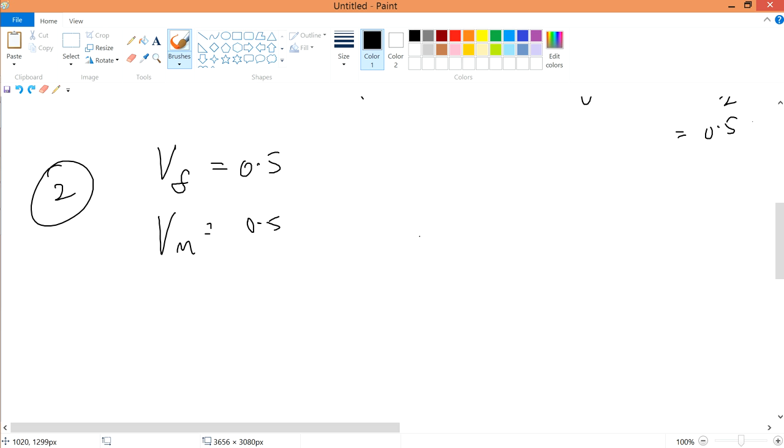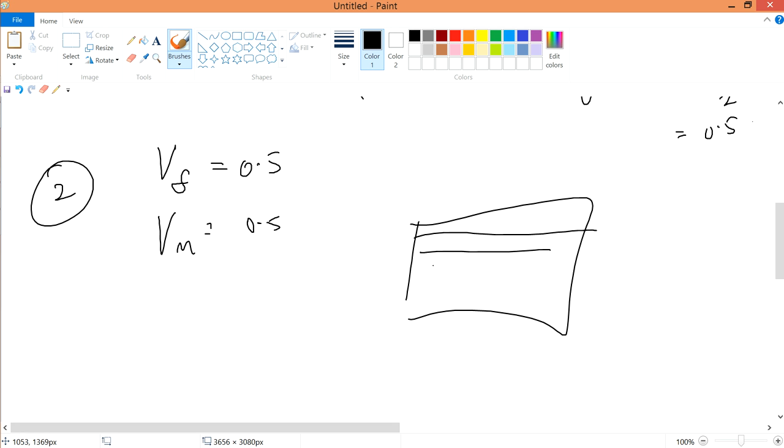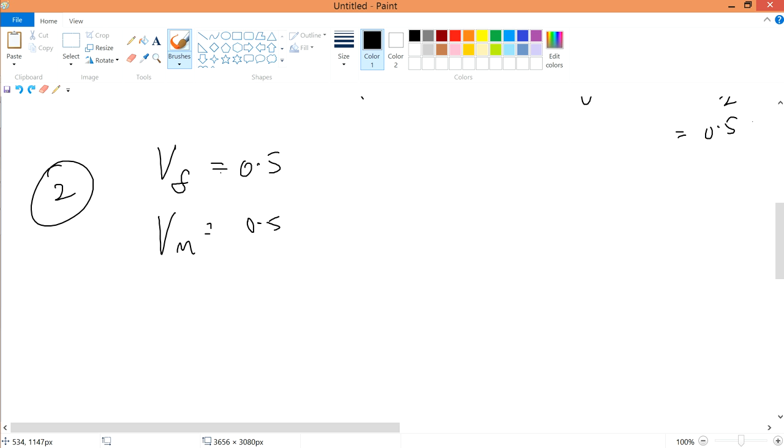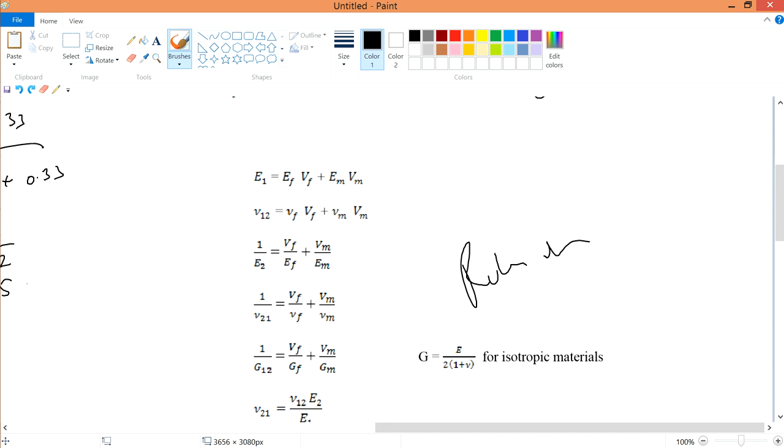Since you know that your composite only comprises your matrix and your fibers, if half of it is fiber, definitely the other half of it is the matrix. Straightforward. Because when you add up, it equals 1, or is equivalent to 100%. Hopefully this is all clear. And therefore once you get your volume fraction of your matrix or fibers, this I believe is pretty straightforward already.